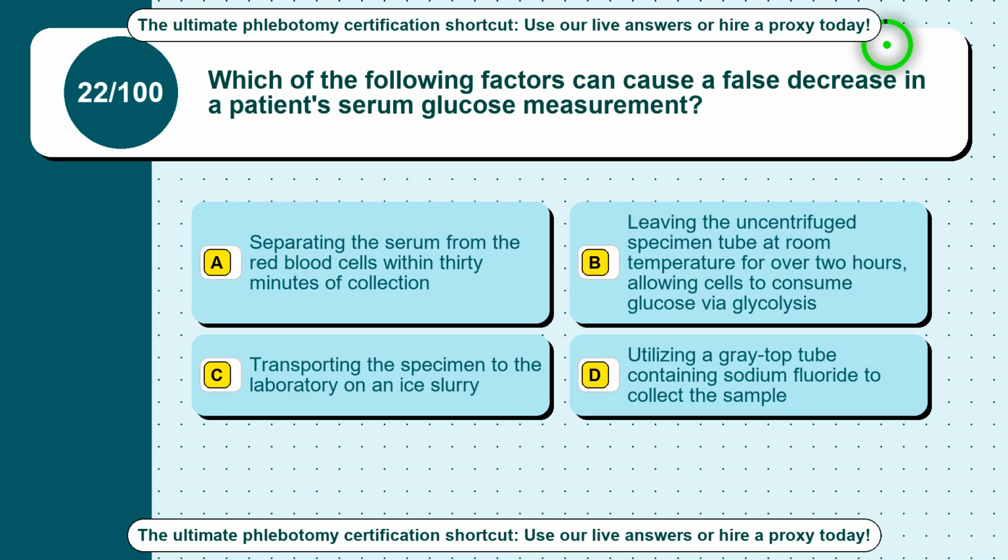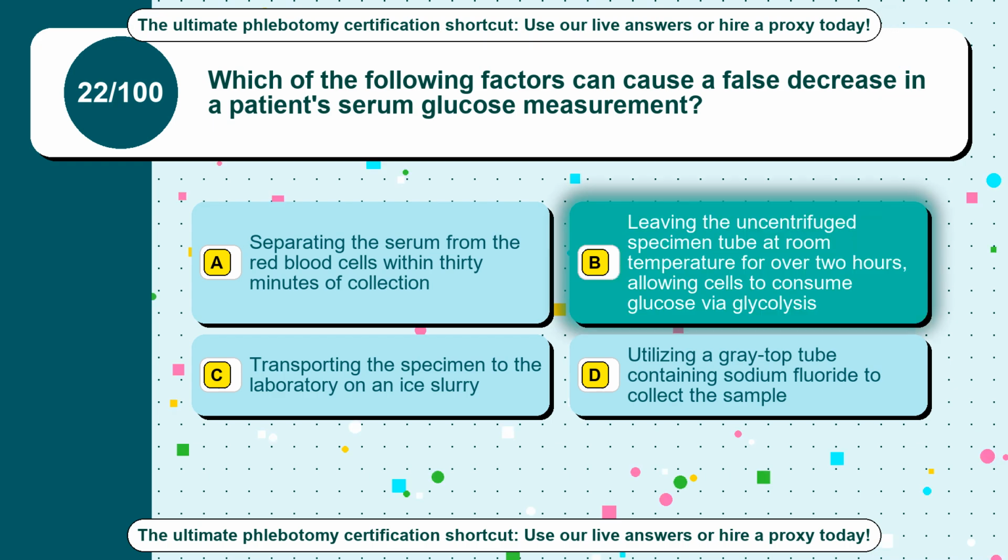Question 22. Which of the following factors can cause a false decrease in a patient's serum glucose measurement? Option A, separating the serum from the red blood cells within 30 minutes of collection. Option B, leaving the uncentrifuged specimen tube at room temperature for over 2 hours, allowing cells to consume glucose via glycolysis. Option C, transporting the specimen to the laboratory on an ice slurry. Option D, utilizing a gray top tube containing sodium fluoride to collect the sample.